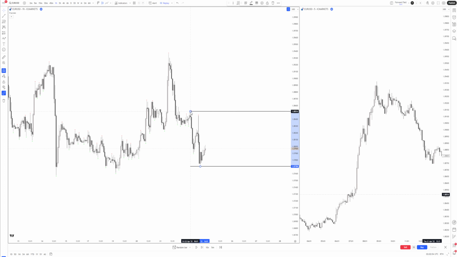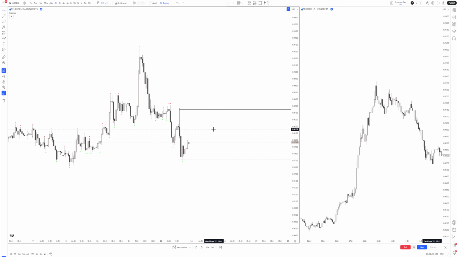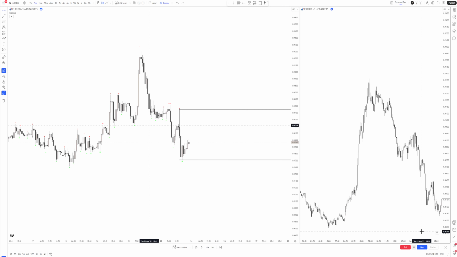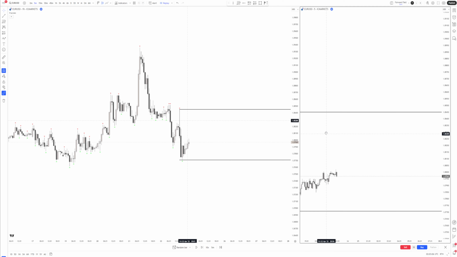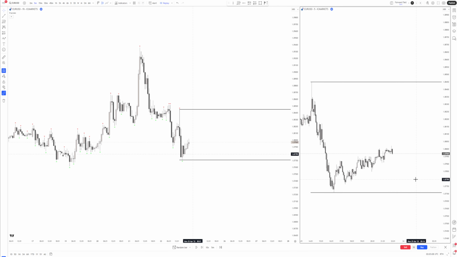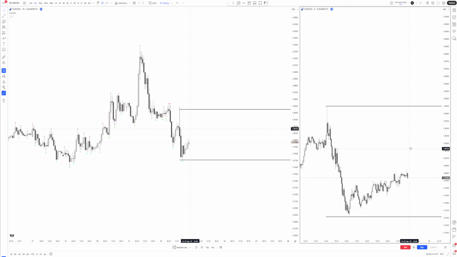Because the entry criteria is very simple. We are waiting for a liquidity grab of the external range, high or low. Once that happens, we would use the 5-minute entry model, which is what we're looking for. One candle that has a significant fair value gap.